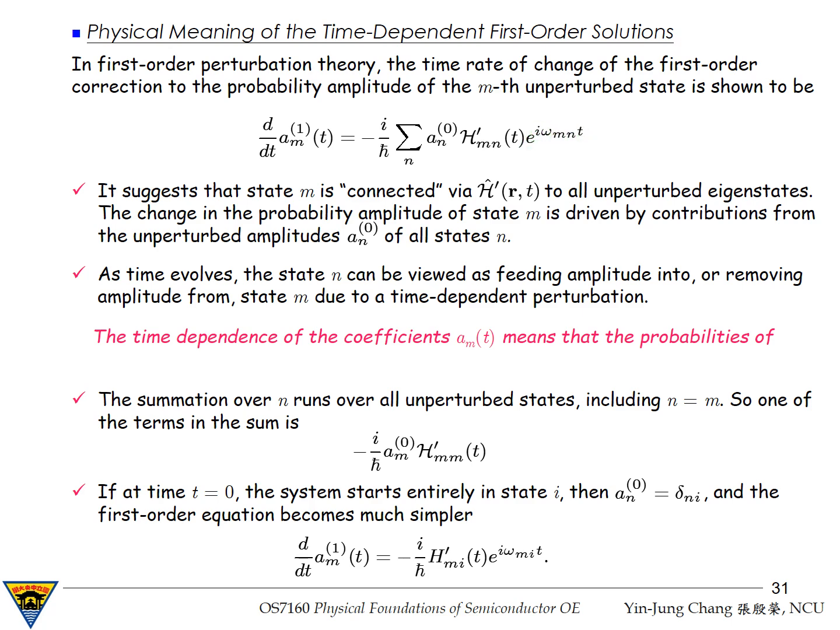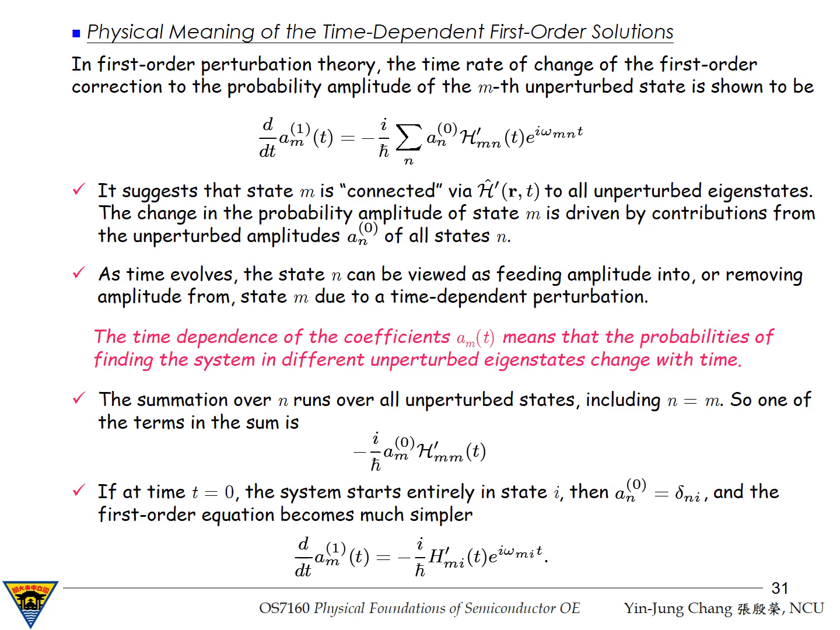So as time evolves, the state n can be viewed as feeding amplitude into or removing amplitude from state m due to a time-dependent perturbation. Therefore, the time-dependent perturbation redistributes the probability amplitudes of all states. In a word, the time dependence of the coefficient a sub m of t means that the probabilities of finding the system in different unperturbed eigenstates change with time.